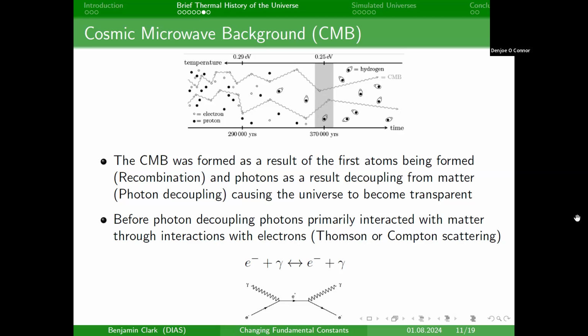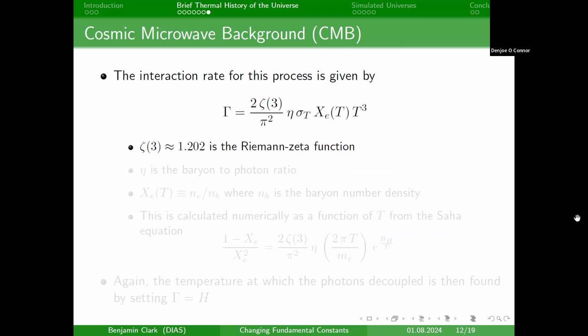Like I said, before photon decoupling, photons primarily interacted with matter through interactions with electrons, so through Thomson and Compton scattering. The difference between Thomson and Compton scattering is that one is for relativistic particles, one for non-relativistic particles. Again, I've just shown the process and the Feynman diagram at the bottom. And the interaction rate is given by this expression here.